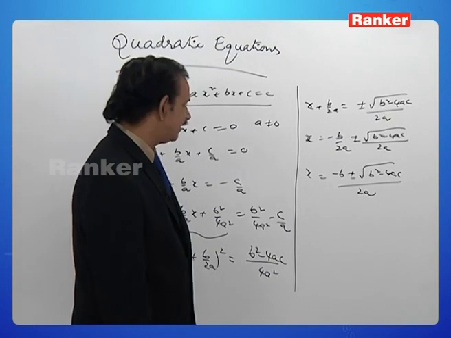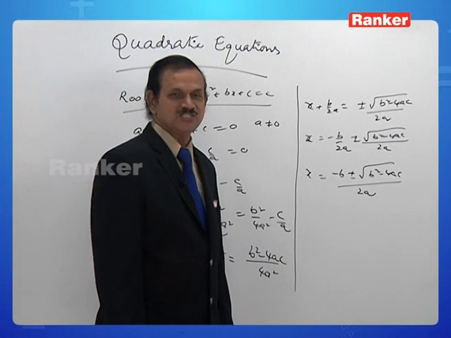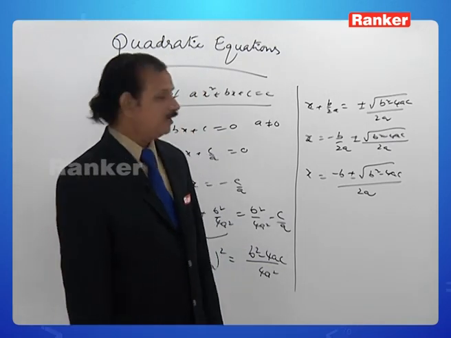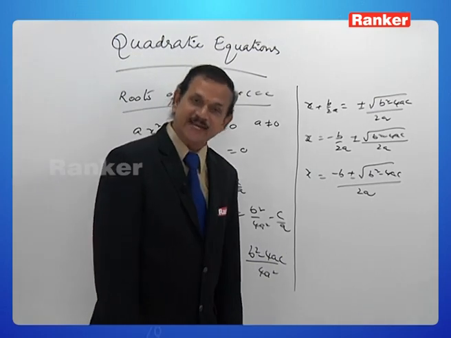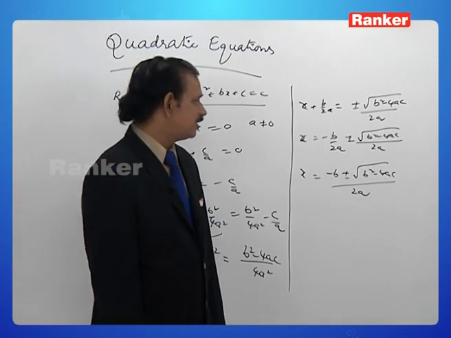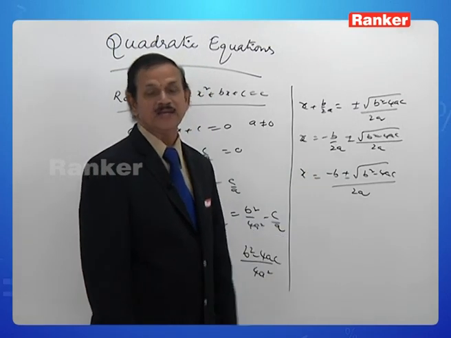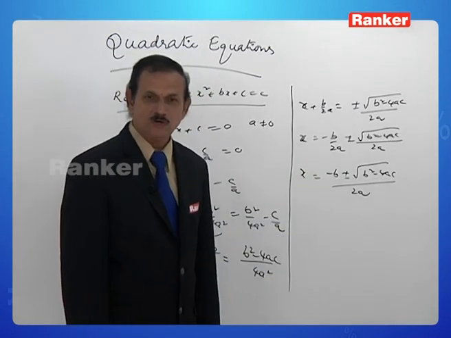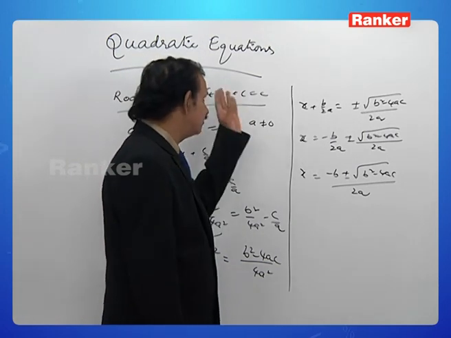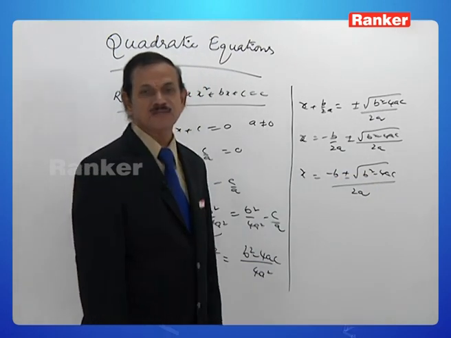The crucial part in this formula lies here. If b square minus 4ac is positive, root of b square minus 4ac is a real number. If b square minus 4ac is negative, root of b square minus 4ac is a complex number. And if b square minus 4ac is 0, then the roots will be minus b by 2a and minus b by 2a. Therefore, the nature, the character of the roots of this equation are absolutely dependent on the nature of b square minus 4ac.